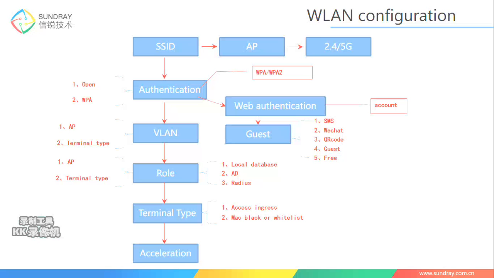And for terminal types, we can set a policy that for some specified terminal type like Android devices or iOS devices, we can block, do not allow them to access the SSID, or we can based on MAC address, blacklist or whitelist. The acceleration here means that we can cache the application into the controllers for access point. So this is for acceleration.